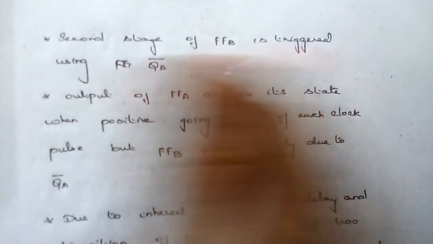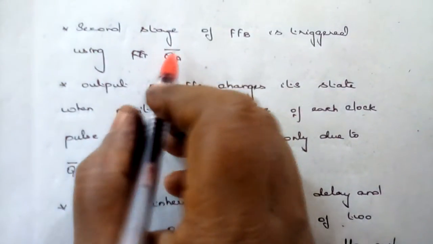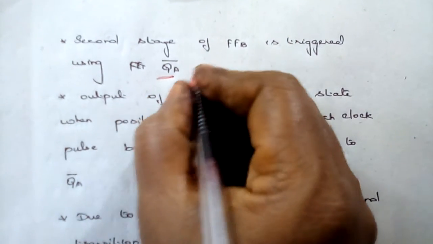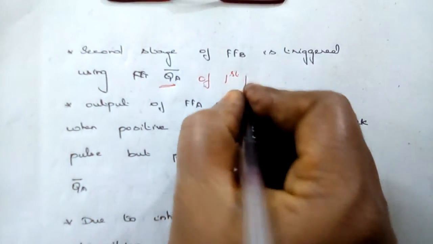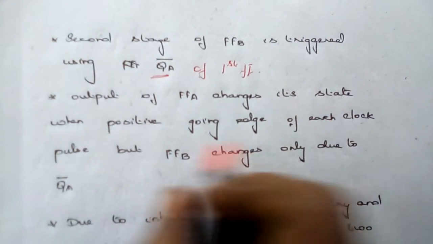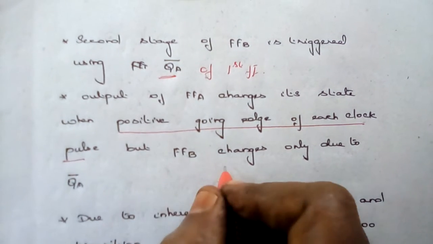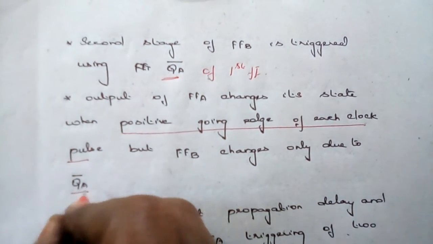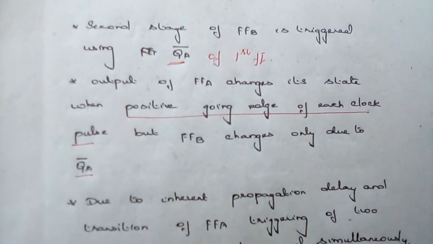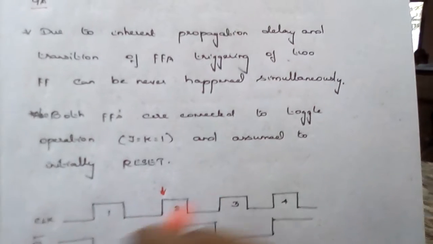We have already said that the clock input is given to flip-flop A, and the second stage, flip-flop B, is triggered using the output QA bar of the first flip-flop, right? The output of flip-flop A changes its state on the positive-going edge of each clock pulse, but flip-flop B changes only due to QA bar. That means by providing the clock pulse, for the first cycle of the pulse, it changes the output.